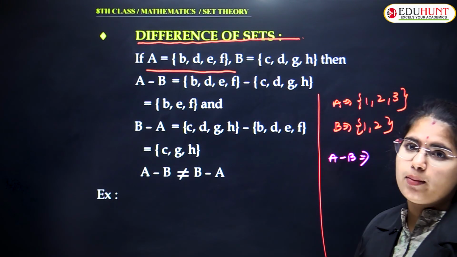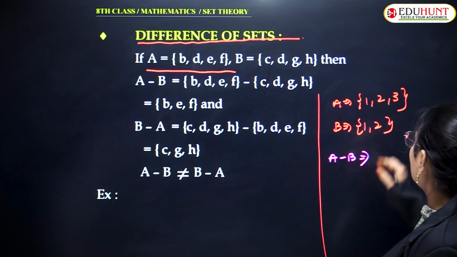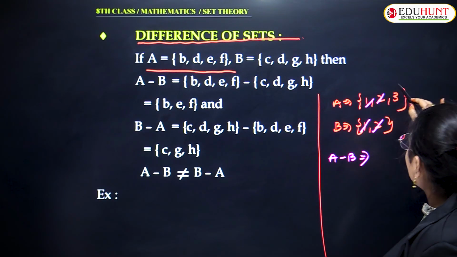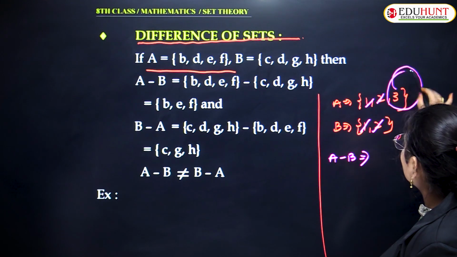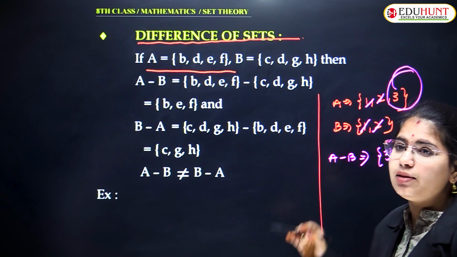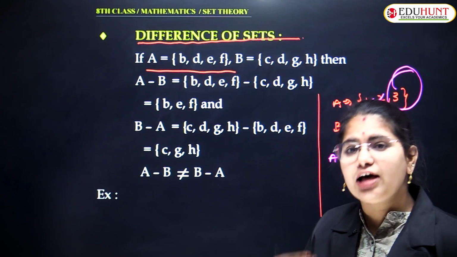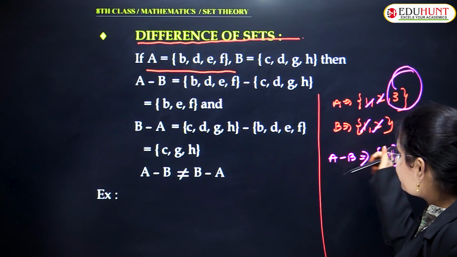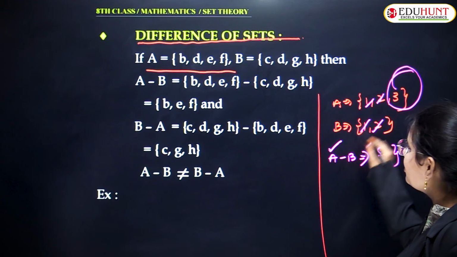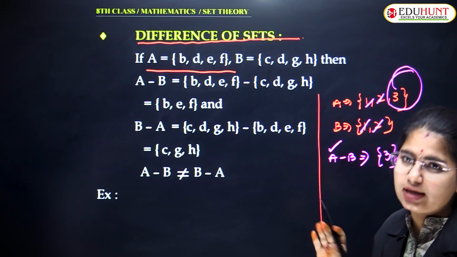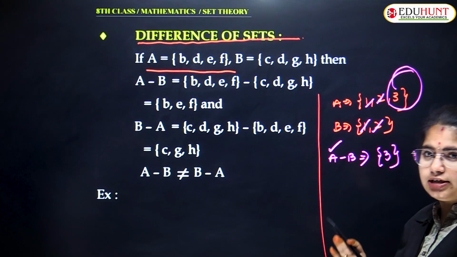Whenever you are doing A minus B, 1, 2 gets eliminated, right? The leftover element in A you should write down here. Whatever elements are there in the first set, you have to express them. That is A minus B. Do not get confused, child.